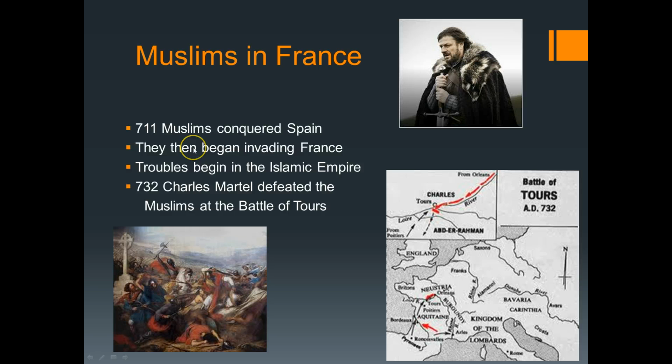In 711, the Muslims conquered Spain. And remember when we talked about the Islamic Empire, how they came through North Africa and began going up into Spain. And they began invading France. And in 732, Charles Martel, leading the Franks, defeated the Muslims at the Battle of Tours.